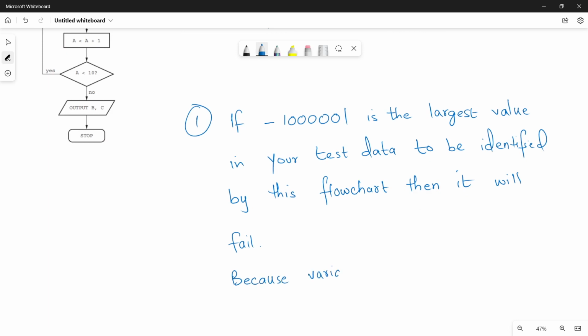variable b, the variable b is set to a greater value than minus 100,001. So that's why variable b will not be modified.